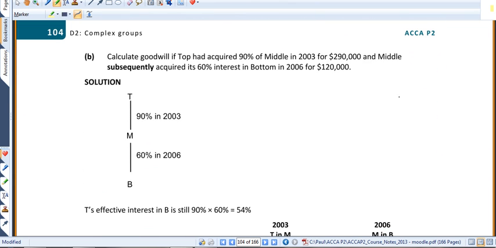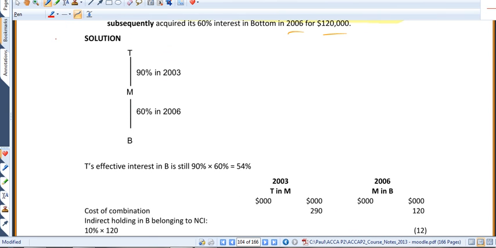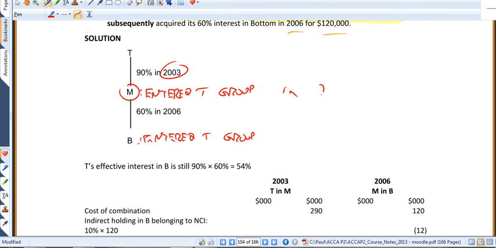Okay, what if I change the dates around a bit here? What if top bought 90% of middle in 2003 and paid, let's say, 290,000? And what if middle bought bottom in 2006 and paid 120,000? Well, let's see how that affects our figures. Again, two goodwill calculations, but again I'm going to ask you, when did these two companies enter the top group? So again, let's think about middle. When did middle enter the top group? Well, that's when we bought middle in 2003.